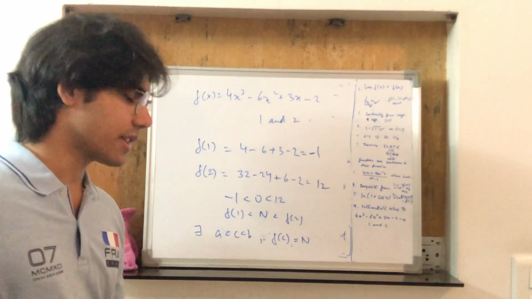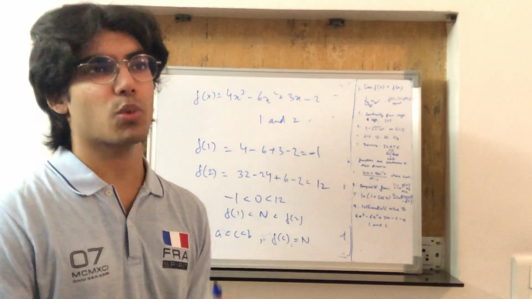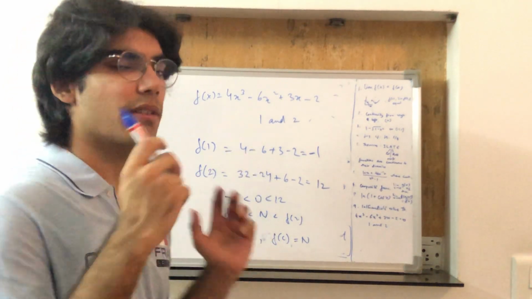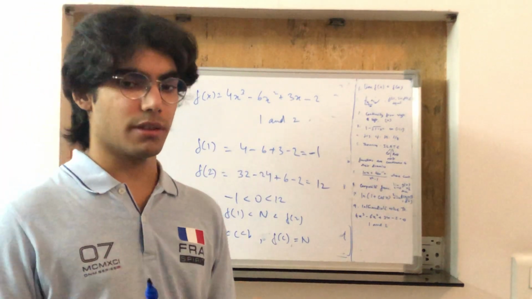So we know that there's going to be a 0 between 1 and 2. There's going to be a value, 1.7, 1.8, I don't know what it is, but there's going to be a value between 1 and 2 for which, when I plug that value into this function, I'm going to get a 0.